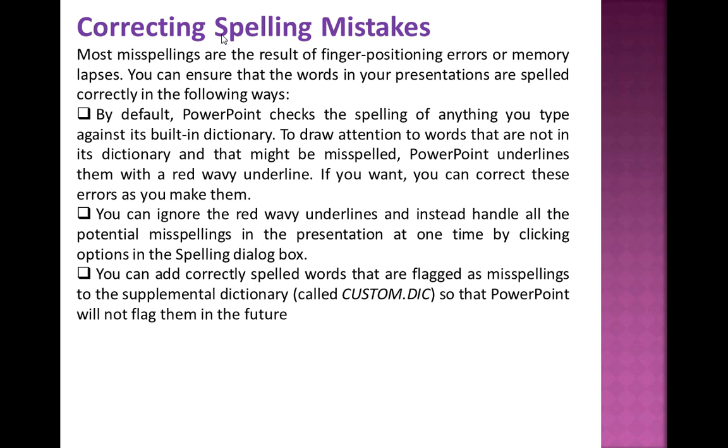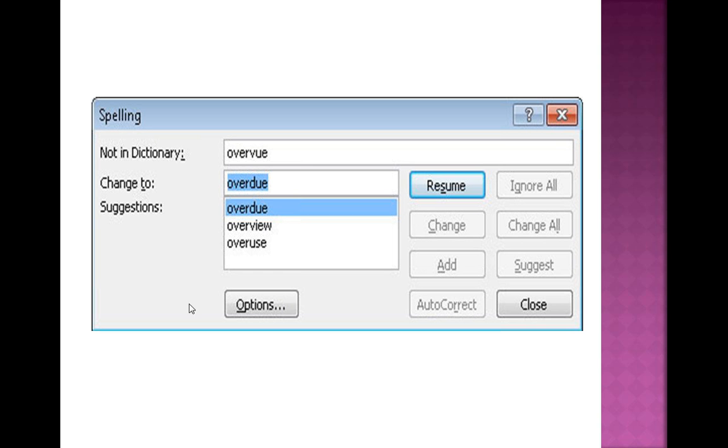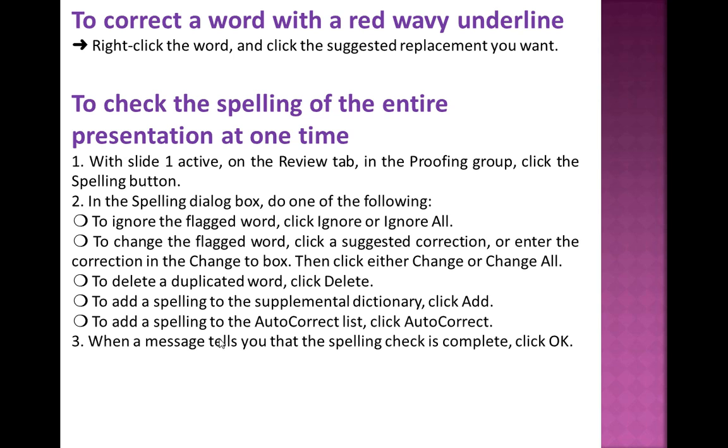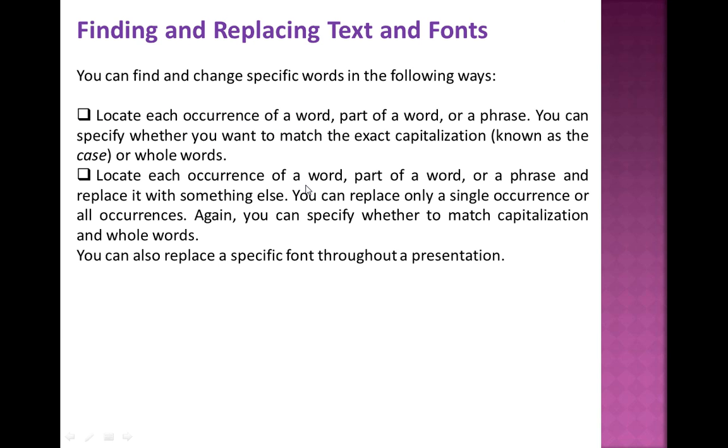Then we have also studied how to correct spelling and grammar. There are multiple spelling and grammar options that we have studied yesterday. Then this is a spelling and grammar dialog box. This is how we can apply spelling and grammar. Next, we have also studied how to find and replace.